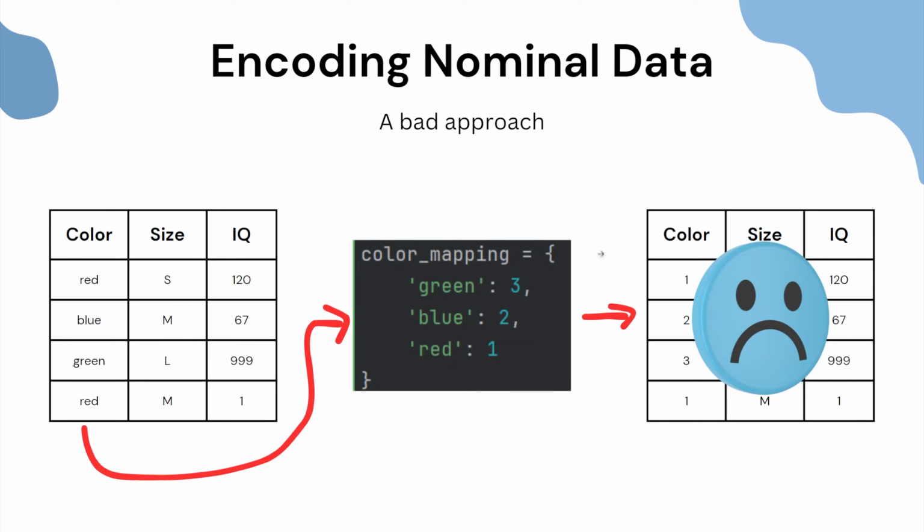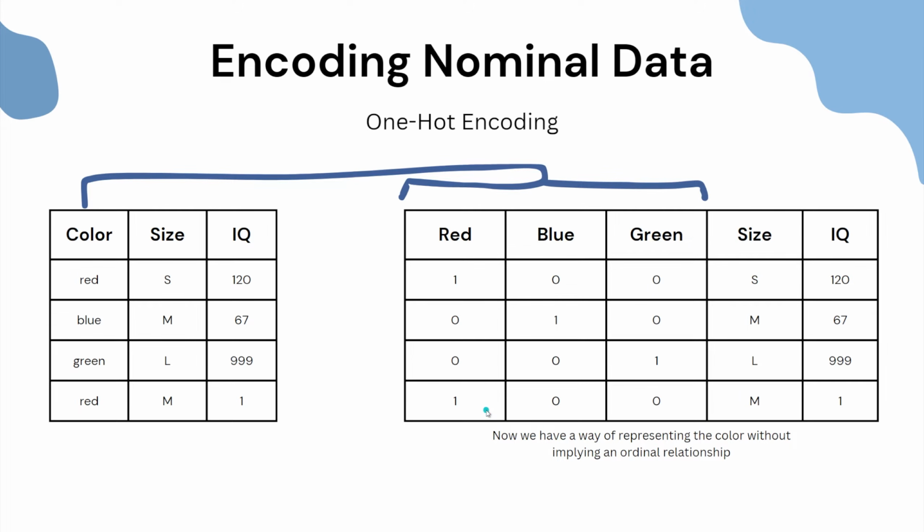So this is a common mistake when encoding nominal data within a data set, and you want to avoid this approach because you're going to be encoding your nominal data as ordinal data and there's no order, so just don't do that, okay? So the approach that we're going to do instead is something called one-hot encoding.